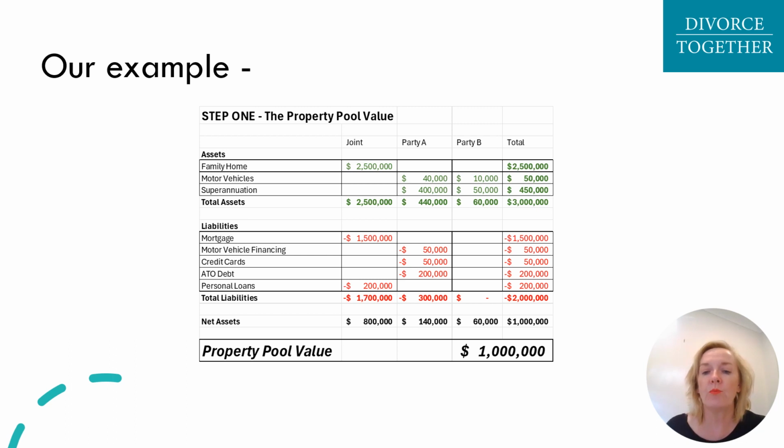Let's work through an example property settlement. In our example, there is a family home with a mortgage, and each partner has a motor vehicle and superannuation. One of the cars has a higher purchase amount owing on it, and it's worth less than the loan payout figure. One partner has a credit card and an ATO debt, and there's a joint personal loan. After deducting the total liabilities of $2 million from the total assets of $3 million, the value of the property pool is $1 million. That is the dollar figure that needs to be split between each partner.